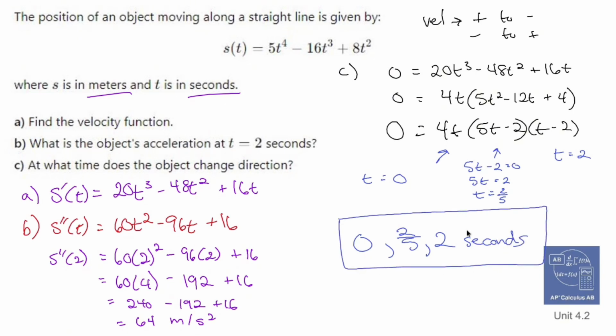Now, what you have to be careful of is what if any of these were negative? Well, if any of them are negative, then that's not an option because you can't have negative time. But yeah, that's what we're going to get here.